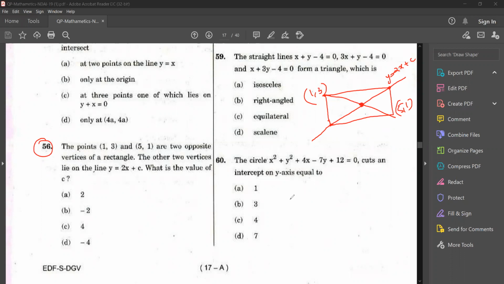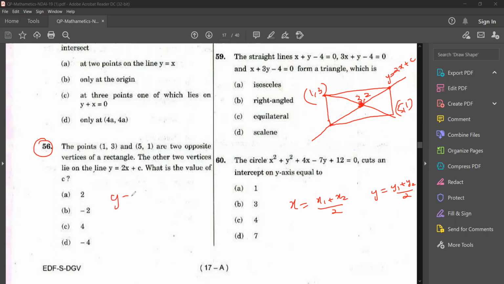How to find the midpoint? What is the midpoint formula? x is equal to (x1 plus x2) by 2, y is equal to (y1 plus y2) by 2. So this point, that is (1 plus 5) by 2, that is 6 by 2, 3, comma (3 plus 1) by 2, 4 by 2, 2. Okay. So the midpoint is (3, 2). And this (3, 2) is lying on this line, isn't it?